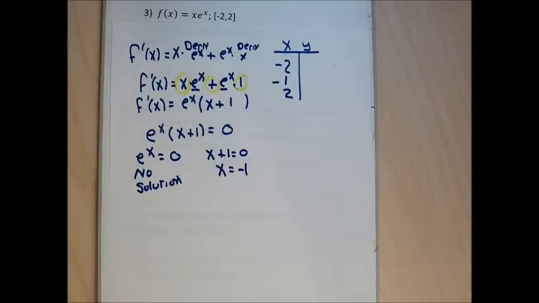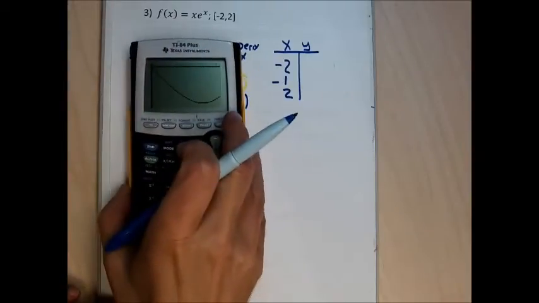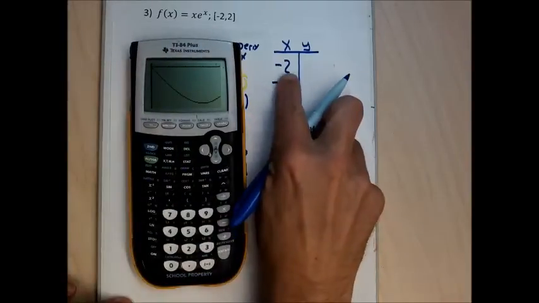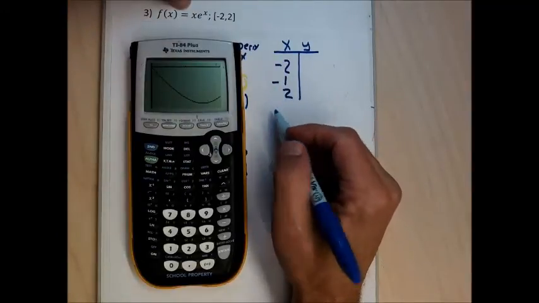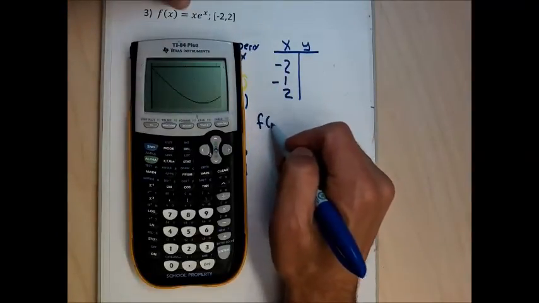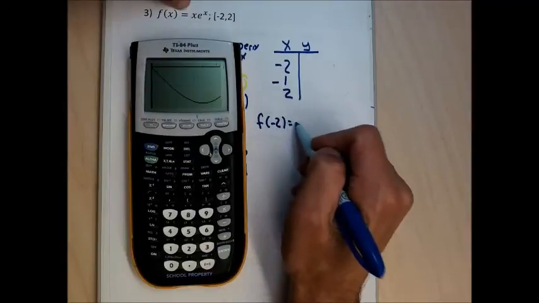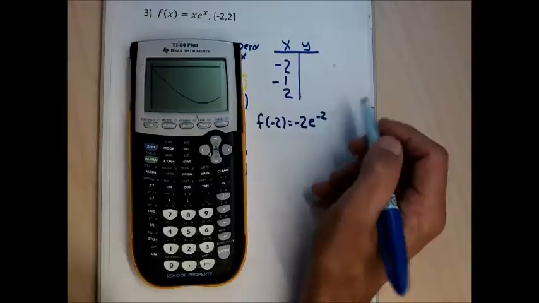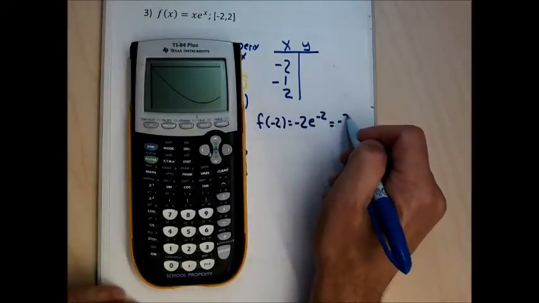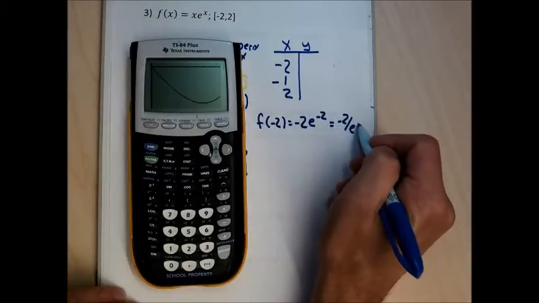So now I have my x's nailed down. I need to get my y's so I can figure out which one of these is the max or the min. So for each x, I need to get a y. The first x I see is negative 2, and I'm going to plug a negative 2 into the function and go f of negative 2 equals negative 2e to the negative 2. And that I'm going to write as negative 2 over e squared.